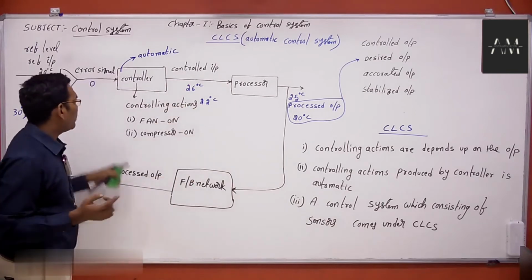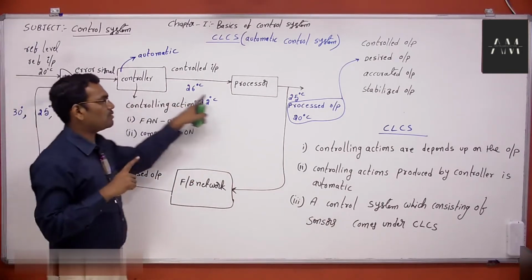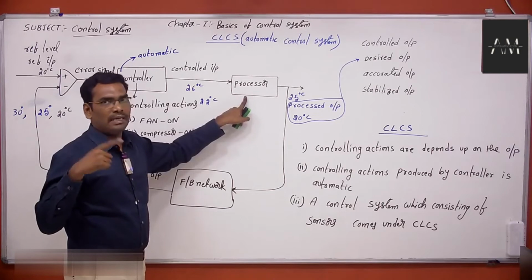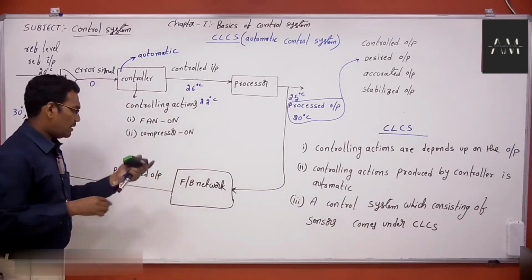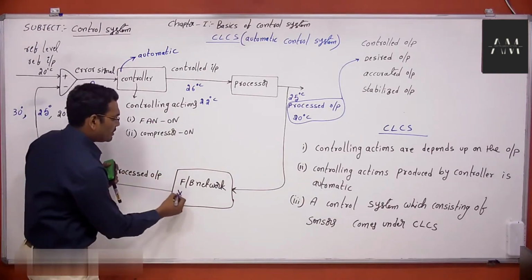What is the extra block here? Controller is available in open loop. Here it is also available. Processor is also available in open loop. Here it is also available. Output is available. Input is also available. Then what is the extra block here? The extra block here is the feedback network. This is the important one here.